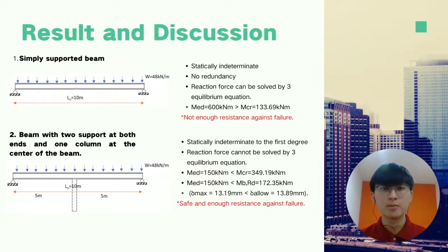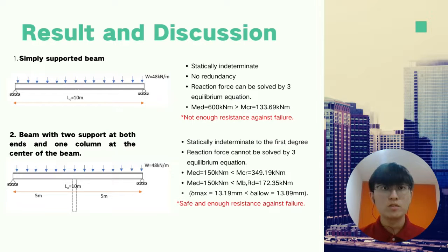First case, simply supported beam without any restraint along the beam. Based on our calculation, we identify there is no redundancy and the reaction force can be solved by using the three equilibrium equations. Furthermore, the maximum moment is greater than the critical moment resistance of the beam for the 10-meter critical effective length. Thus, the calculation clearly shows that the beam does not have enough resistance against the loading acting on it and failure may occur.